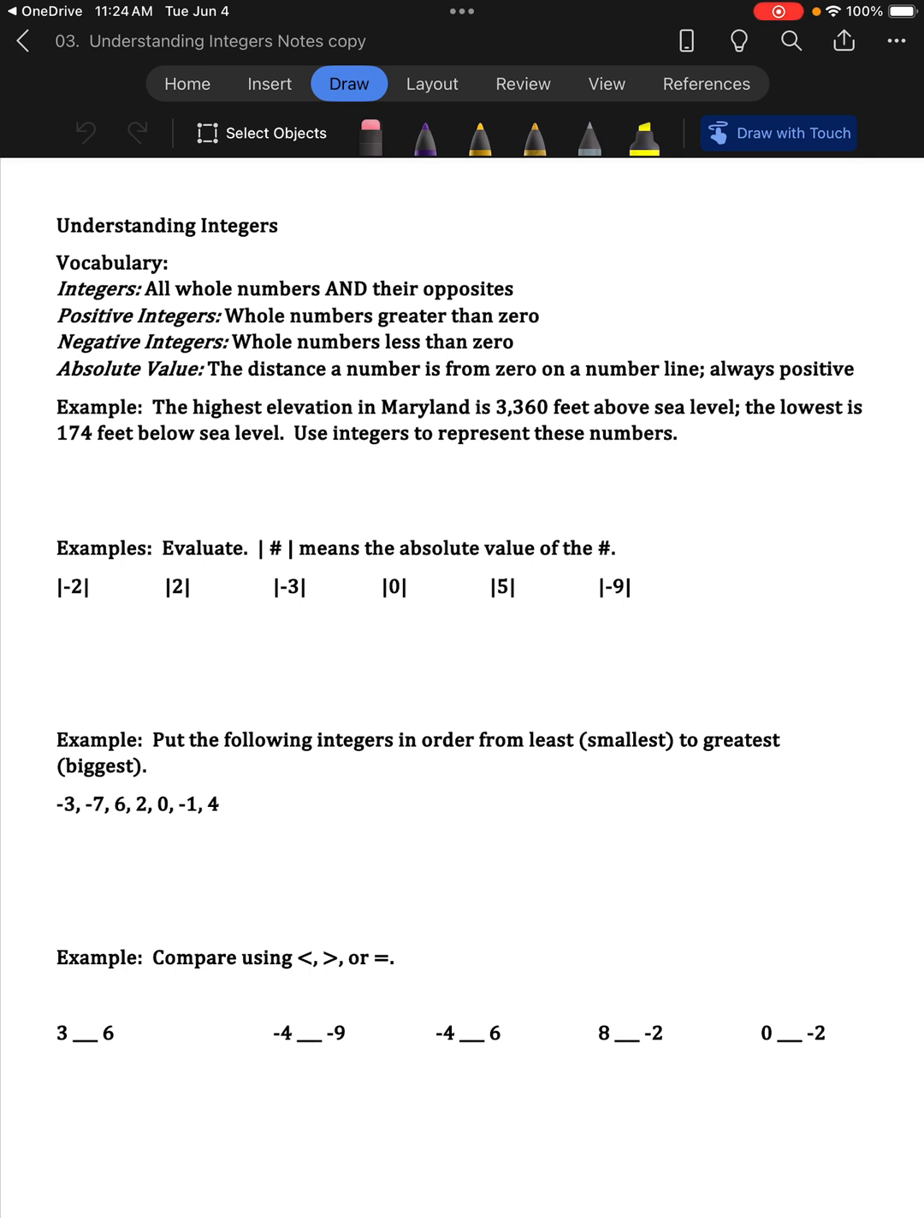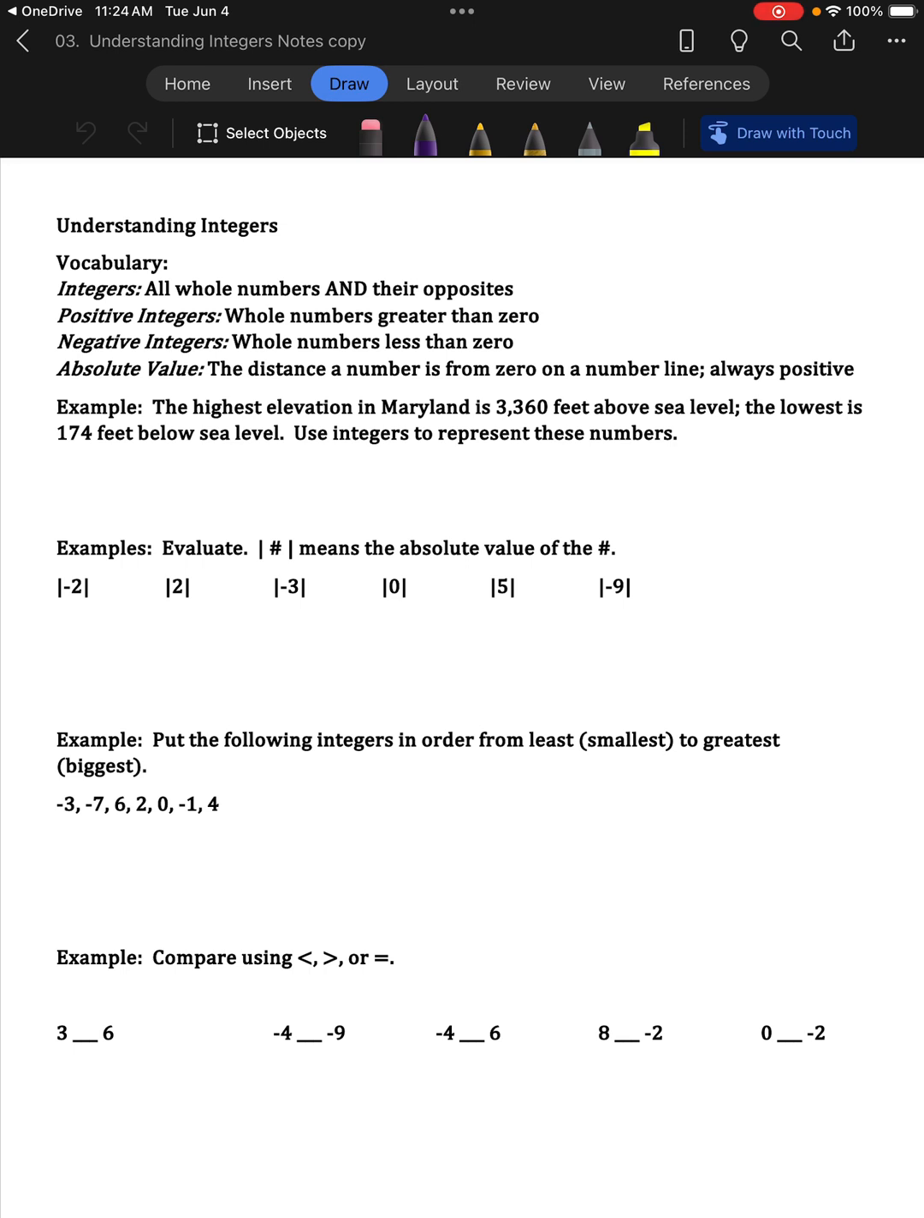So the integers are all of the whole numbers and their opposites. What are the whole numbers? Well, that would be 0, 1, 2, 3, 4, 5, 6, 7, 8, 9, 10, so on and so on. No decimals, no fractions. Their opposites are the negative versions. So negative 1, negative 2, negative 3, negative 4, so on and so on. Positive integers are the values bigger than 0. Negative integers are the numbers less than 0.